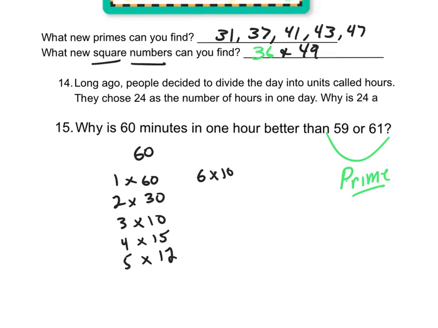12 of them. And those factors are also called divisors. All of these are also divisors. That means you can take 60 divided by any of these numbers and you'll have no remainder.